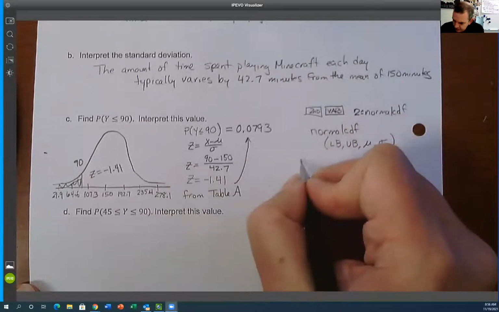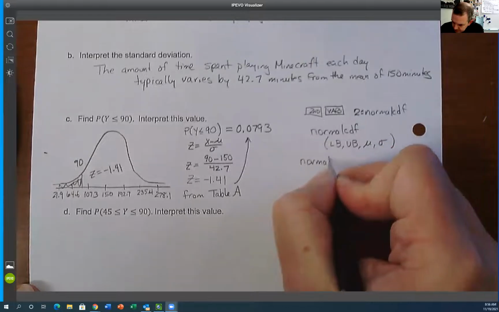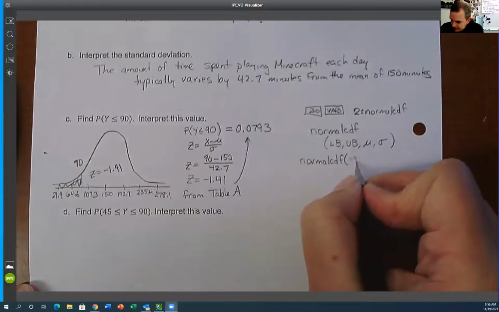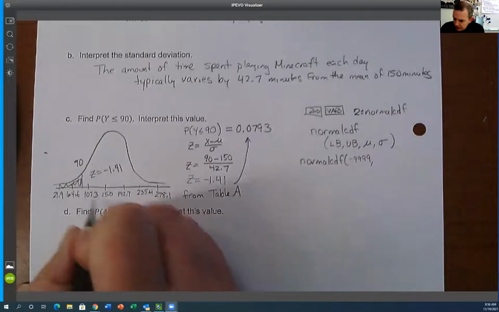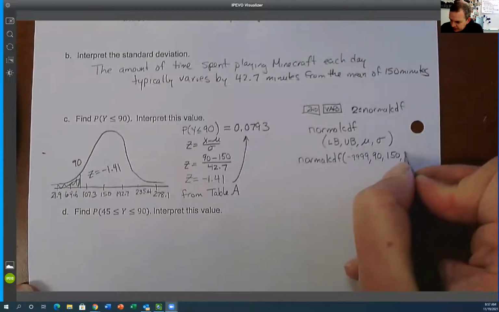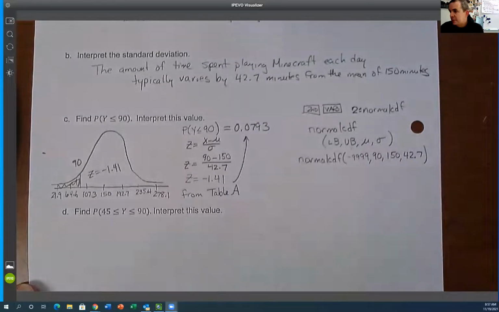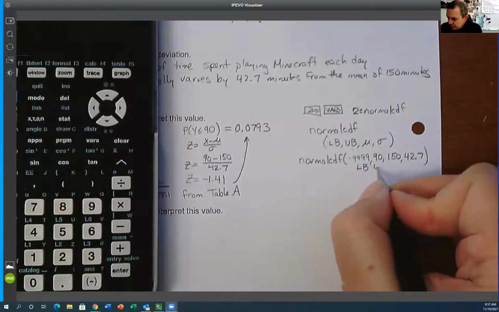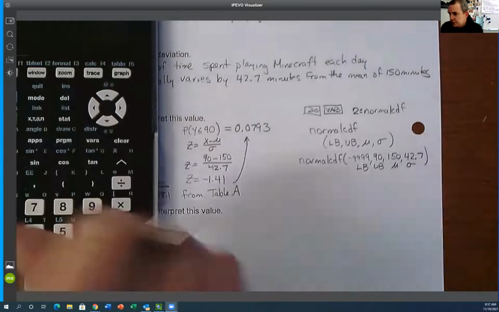So in the calculator, I'm going to do normal CDF. My lower bound here is there is none, so it's negative lots of 9s. My upper bound is 90. That can get no bigger than 90. A mean of 150, a standard deviation of 42.7. And the big part is make sure you label lower bound, upper bound, mean, standard deviation.